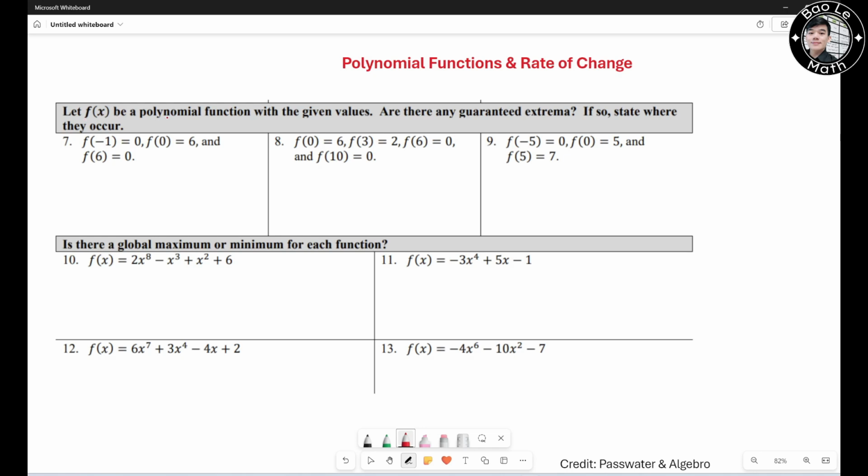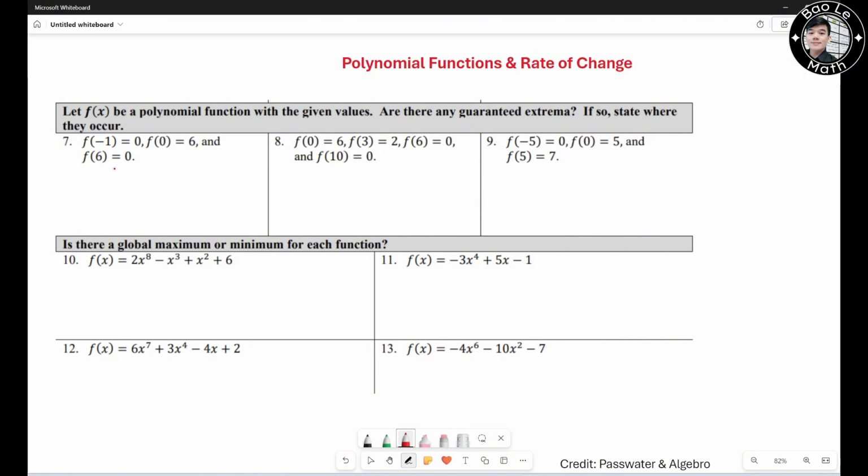Let f of x be a polynomial function with the given values. Are there any guaranteed extrema? If so, state where they occur. Alright, so we need to find two zeros, right? We learned previously, if you have two zeros of a polynomial function, then there must be at least one local extremum between the two zeros, right?